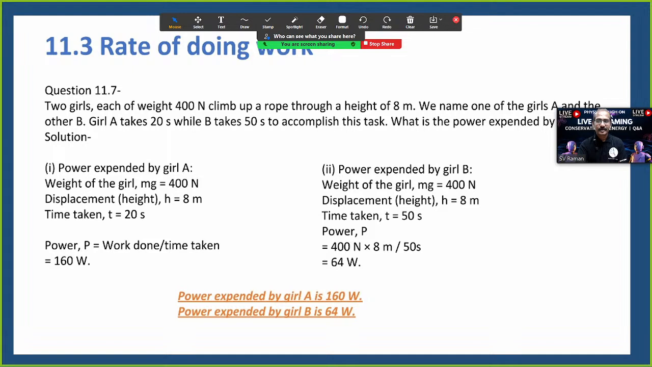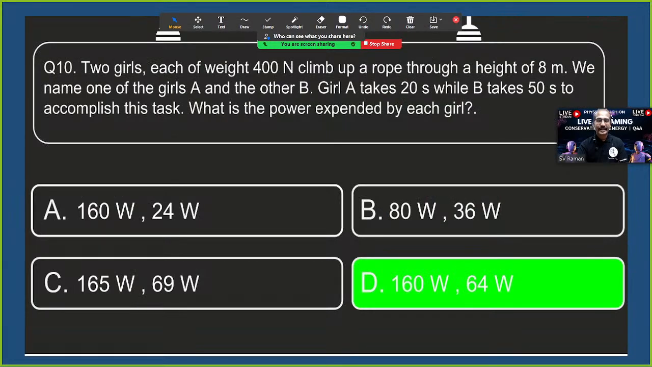Yes. So this is the way we need to answer in the examination. Always remember given data, required data. What they are asking from us, that's fine. Now, so the right option is 160 watts, 64 watts.